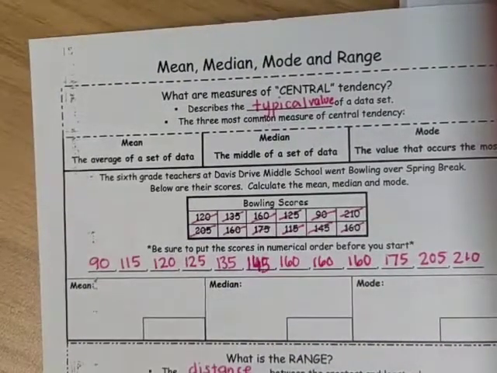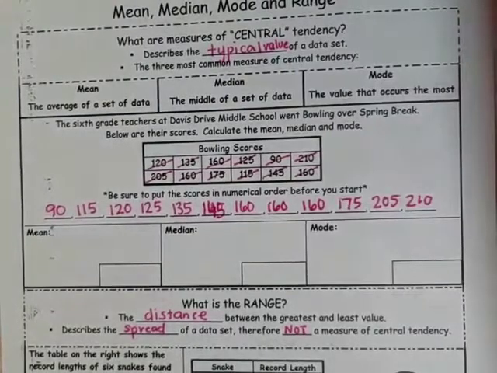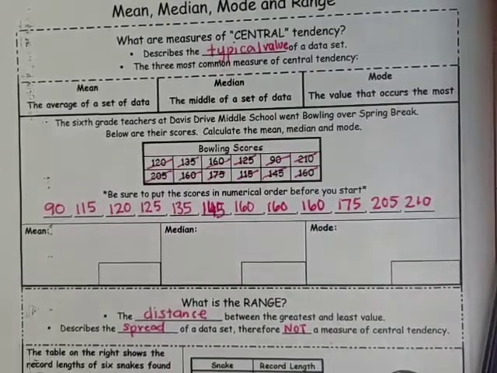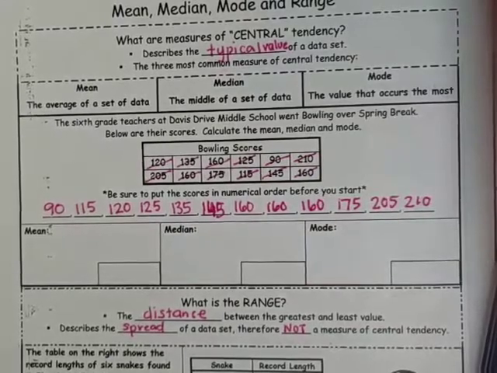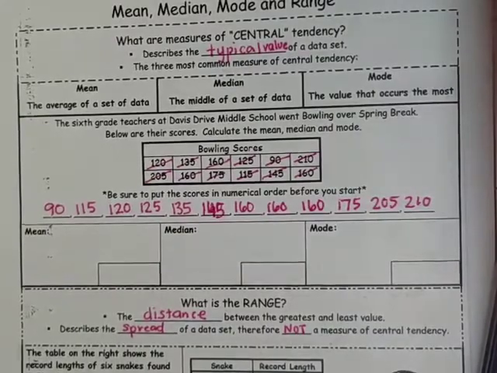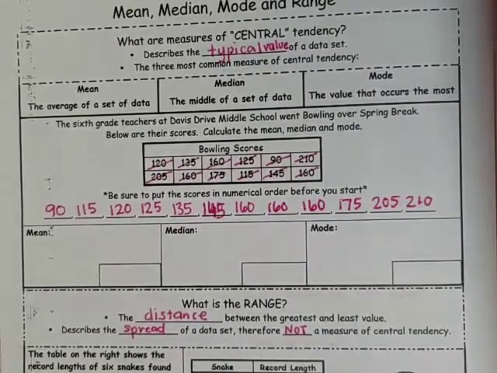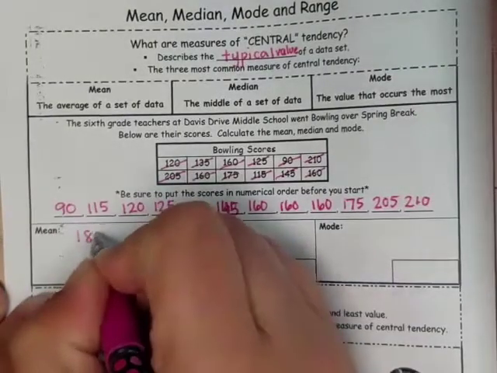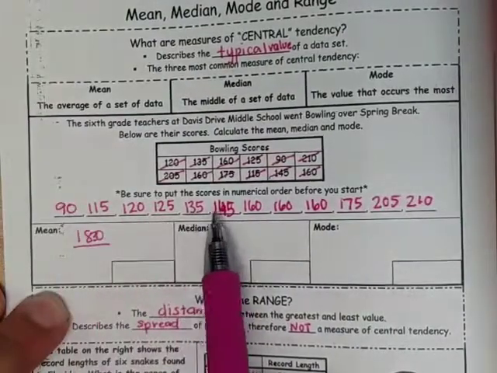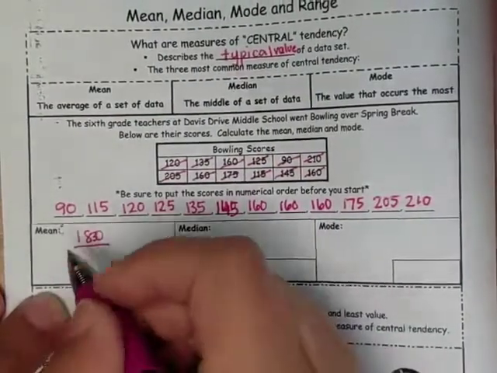To find the mean, we're going to add all the numbers together and then divide by how many data values there are. So 90 plus 115 plus 120 plus 125 plus 135 plus 145 plus 160 plus 160 plus 160 plus 175 plus 205 plus 210 gives me a total of 1,830. That's not my mean. And then what I want to do with that is divide by how many data sets there are. 1, 2, 3, 4, 5, 6, 7, 8, 9, 10, 11, 12.